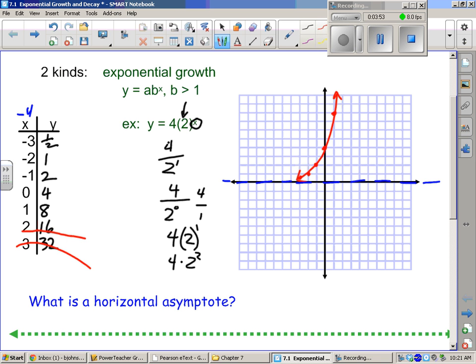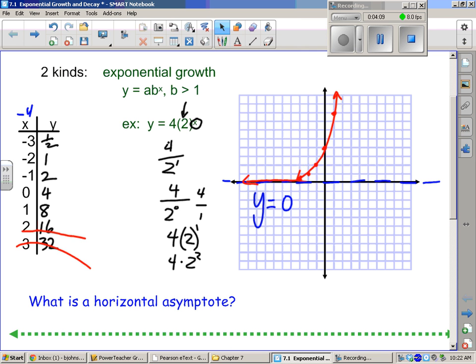That's called an asymptote. It's kind of like the boundary. It never goes past it. So the horizontal asymptote that we have here is y equals 0. It's kind of hard to show with our smartboard graph, but this just keeps getting smaller, smaller, forever and ever. Never quite gets there.